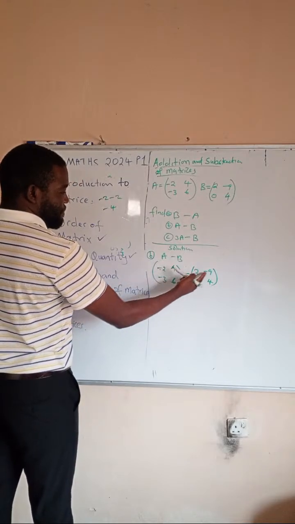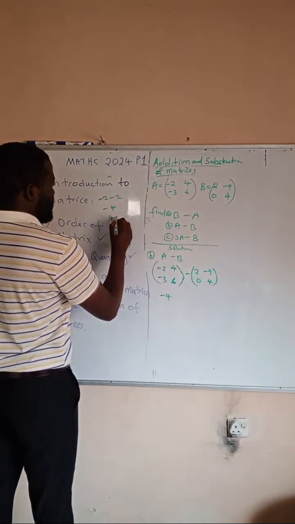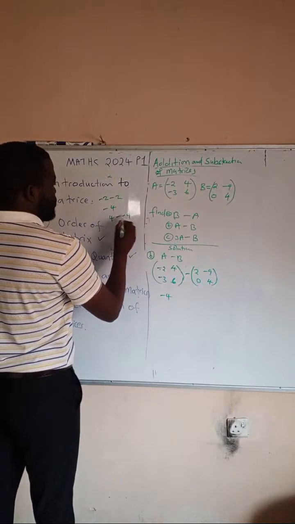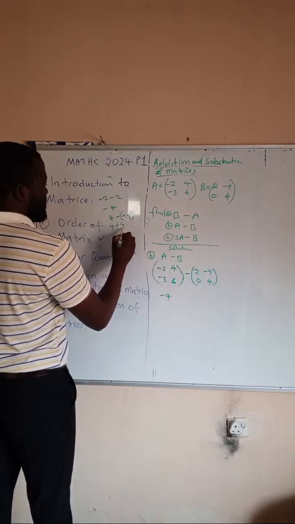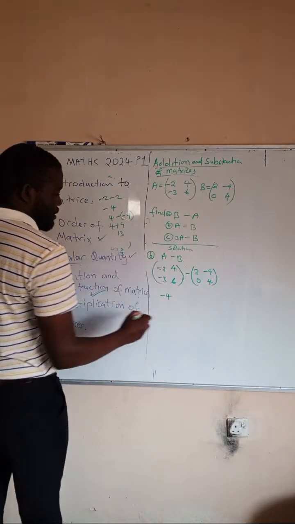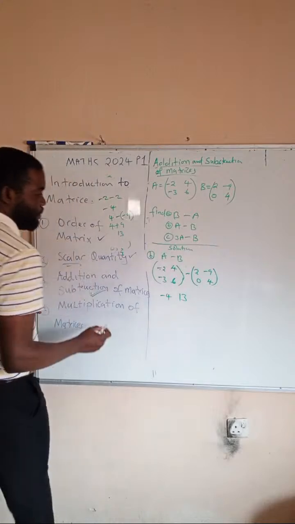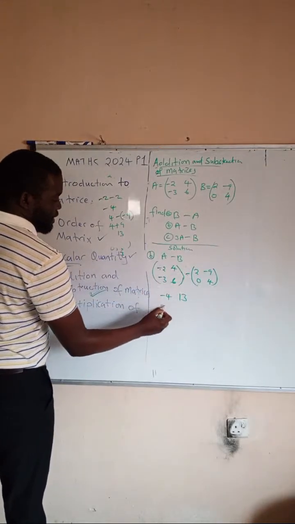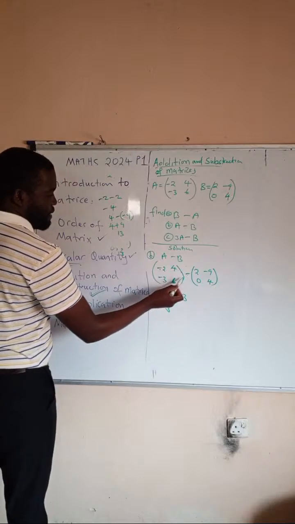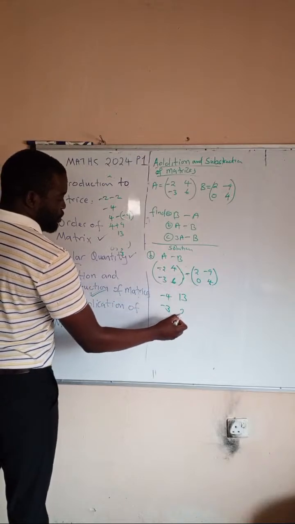4 minus 9. Two signs following one another, split them with a bracket. 4 plus 9, it is 13. So this one will give me 13. Negative 3 minus 0 is negative 3. 6 minus 4, it is 2.